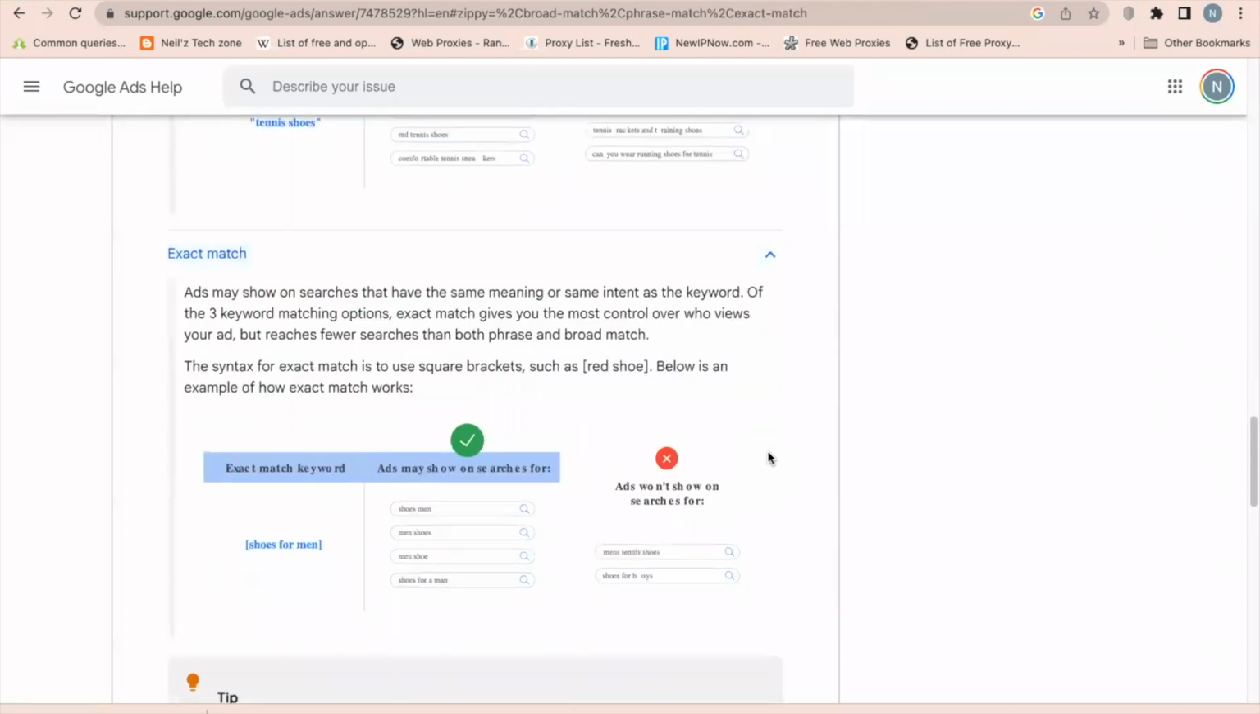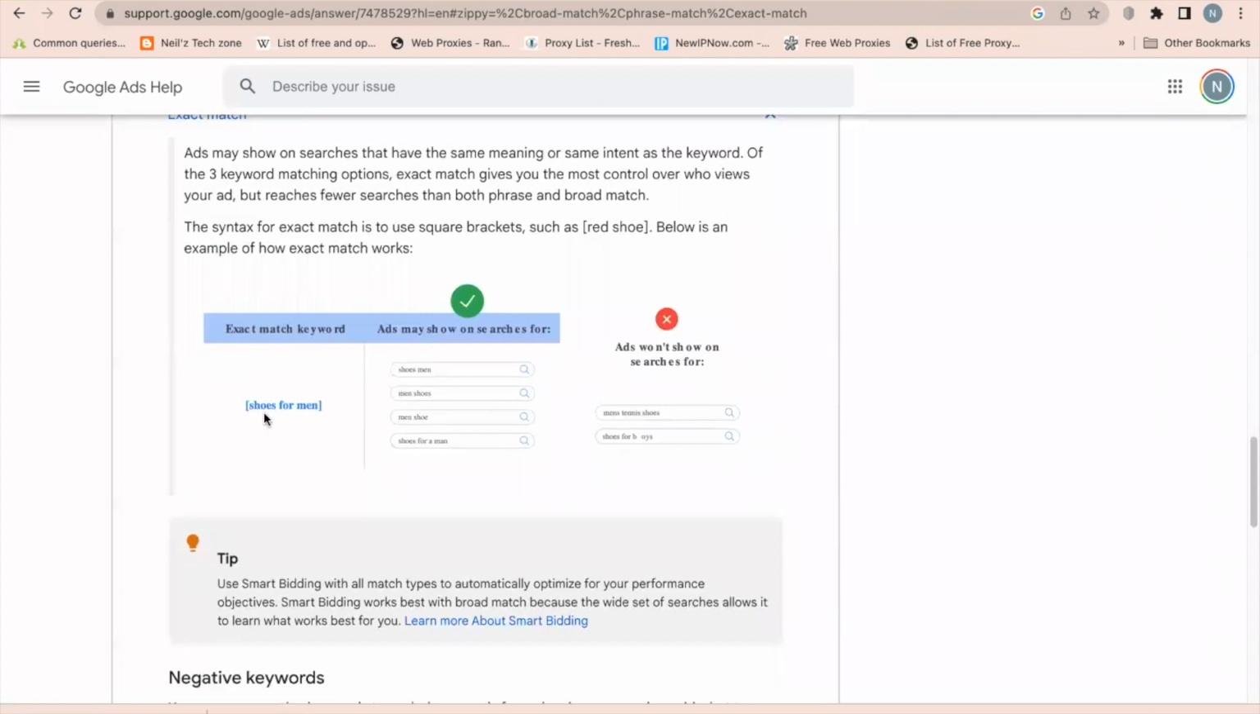So let's see exact match also. When we say shoes for men, and this is in brackets, if you put it in brackets while adding the keyword in Google, it means it is exact. It will show very near variations: shoe for men, men shoes, men shoe, and shoes for a man. So see here it has taken a variation. Instead of men, it has taken man. A slight variation it will take, but the meaning should not change. This variation compared to phrase will be very tight.